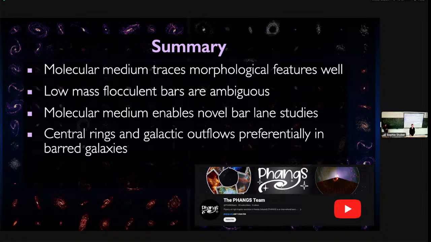But I think we're lacking a little bit the age constraint on that. So any good methods on age determination in bars, feel free to tell me.